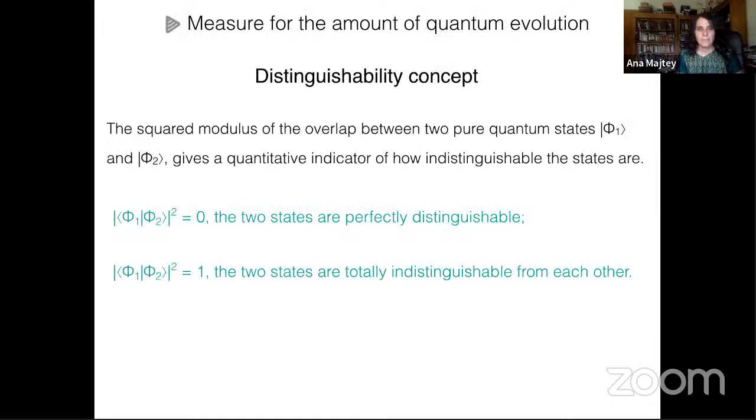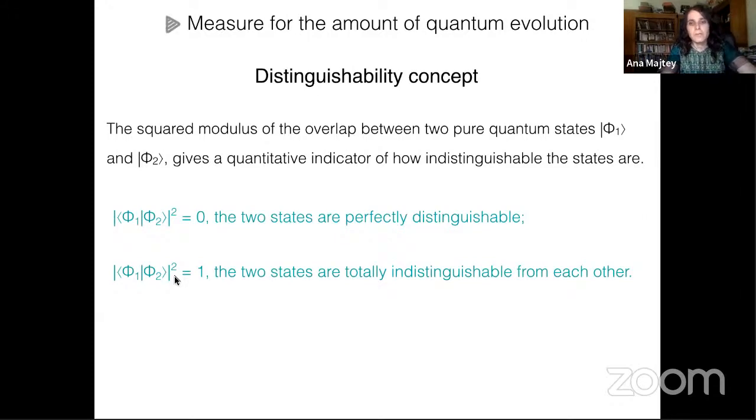So the notion of distinguishability between quantum states is of particular importance in quantum information and in quantum computation. It is this concept of distinguishability which leads to the idea of orthogonality. And this distinguishability can be quantified between two pure states with the square overlap of the states. If the square modulus of the overlap of the states is equal to 0, then the two states are perfectly distinguishable. This corresponds to two orthogonal states. And on the other extreme, if the square modulus of the overlap is equal to 1, the two states are totally indistinguishable from each other. That is, these states represent the same physical state of the system.